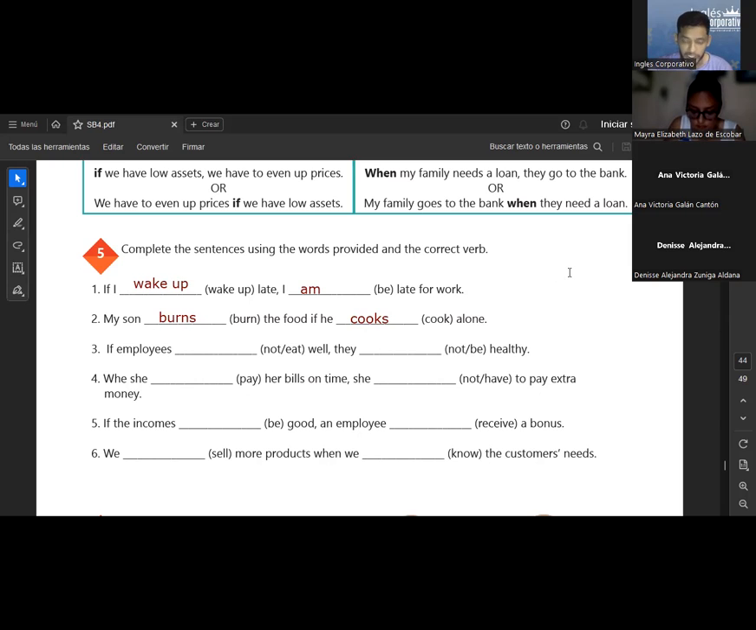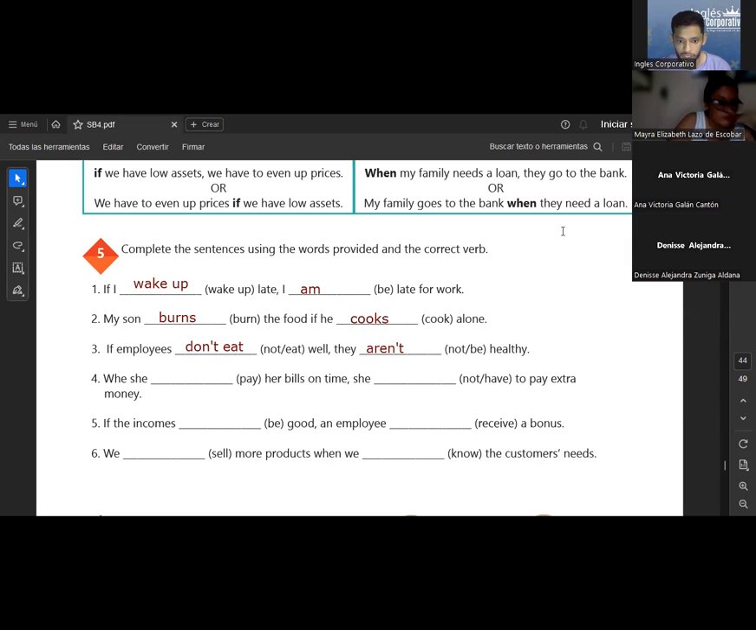Okay? Yes. Number three. ¿Alguien más que la puede leer? Número tres. If employees don't eat well, they aren't healthy. Don't eat. All right, yes. If employees don't eat well, they... Can you repeat again, please? They aren't healthy. Okay, they aren't healthy. Si los empleados no comen bien, no están o no son saludables. No están saludables o no son saludables.